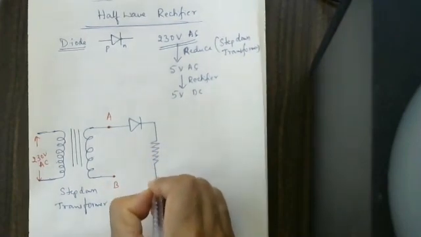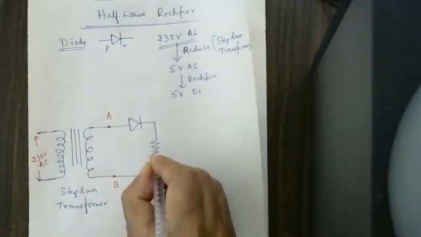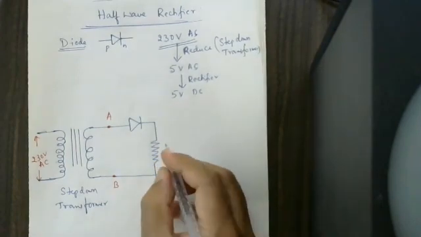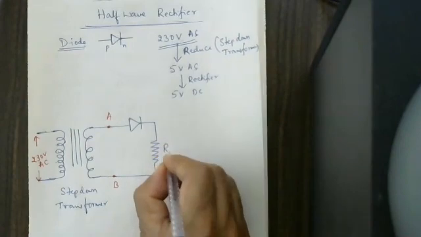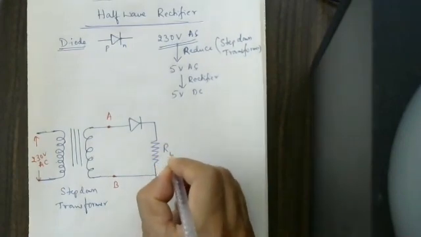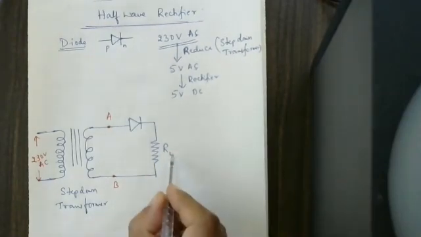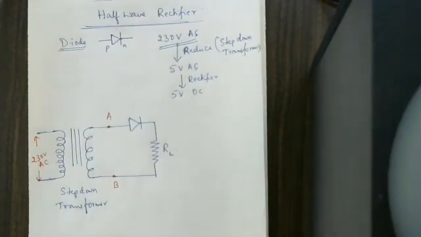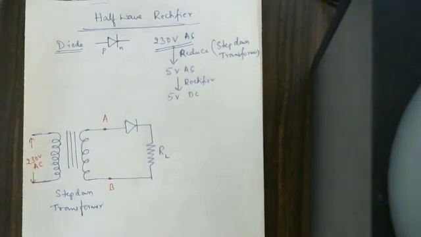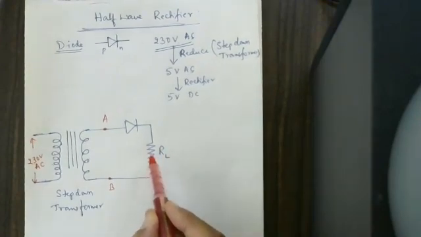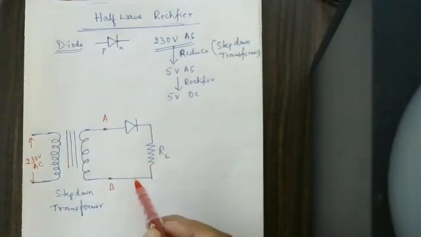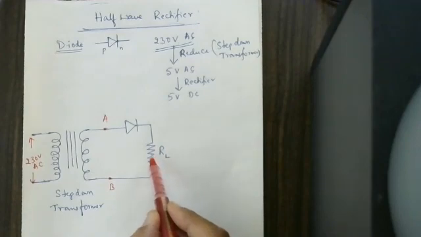Resistance is represented in a zigzag way. It is called the load resistance, R L. Load means a larger resistance. In electronics, a larger resistance is taken as the load. We have put a load, we have connected a load here. Load means a resistance, a higher resistance, a larger resistance we have connected here.